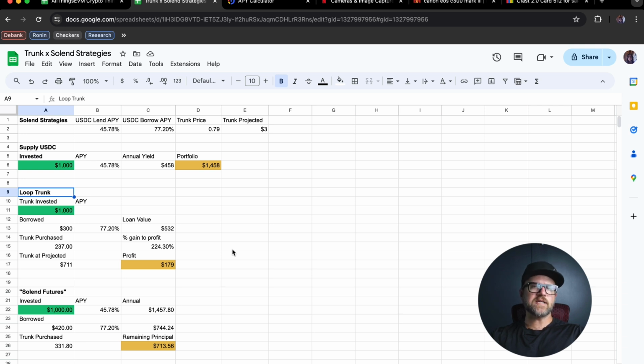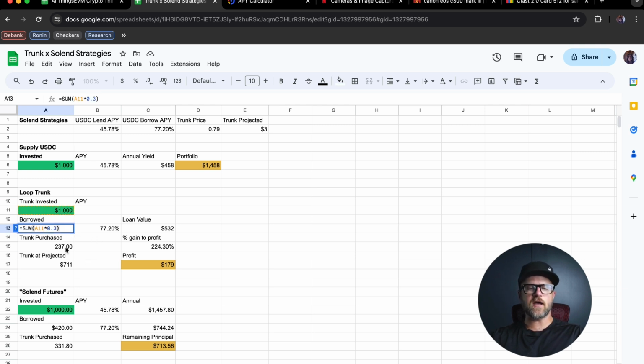But in this one, you're definitely exposed to massive APY if the utilization gets any higher, which it has been quite often over the last couple of weeks in Solend. You're fighting against the borrow APY, which is currently at 77%. So in this strategy, we start with $1,000 worth of Trunk that we put into the lending side of Solend, and then we're going to borrow no more than 30% of that.